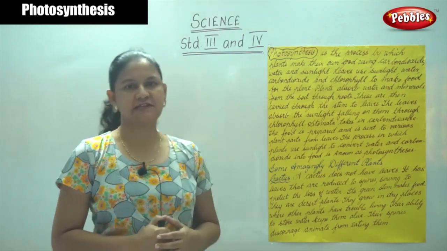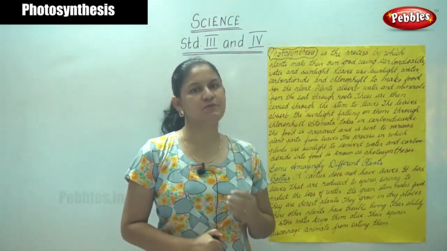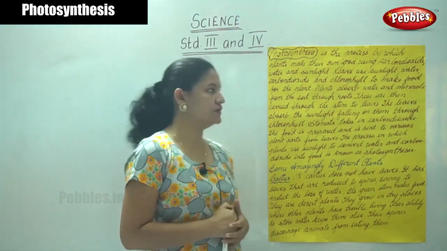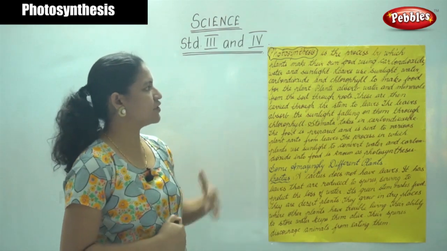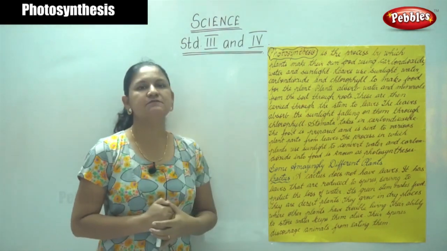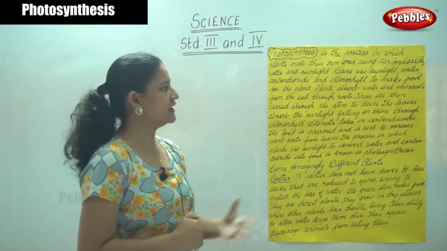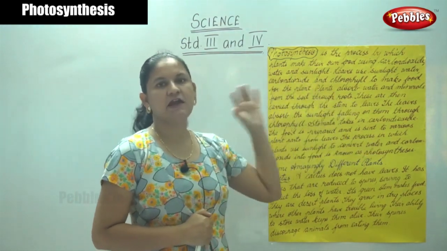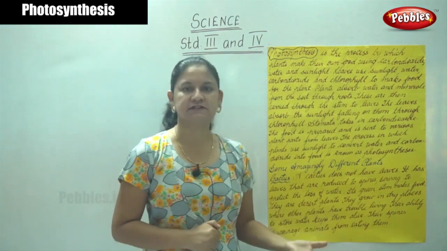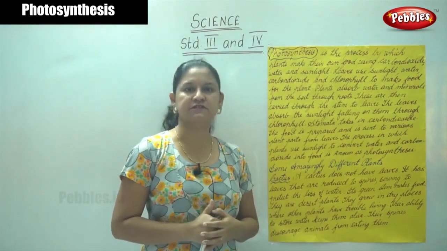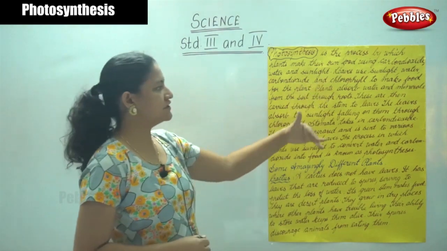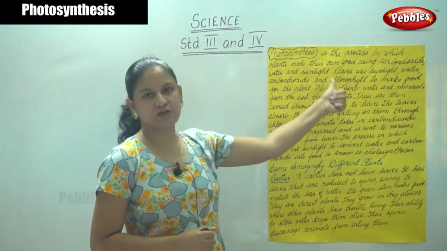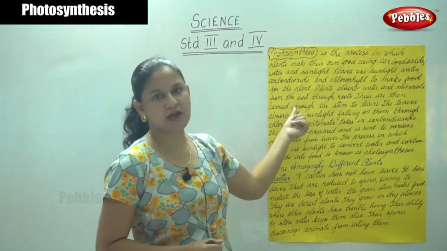So, as I've already said, photosynthesis is the process by which the leaves prepare their own food. Photosynthesis is the process by which plants make their own food using carbon dioxide, water and sunlight. In the absence of sunlight, a plant cannot prepare its own food. Leaves use sunlight, water, carbon dioxide and chlorophyll to make food for the plant.